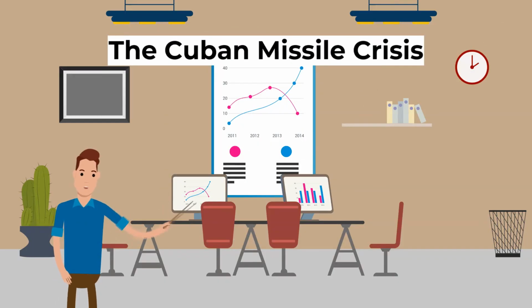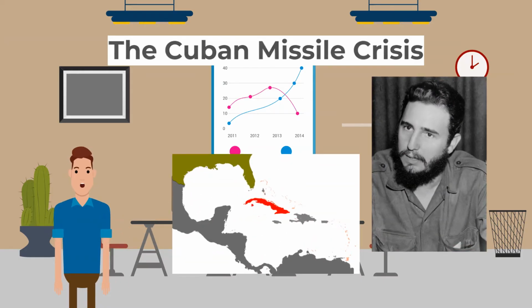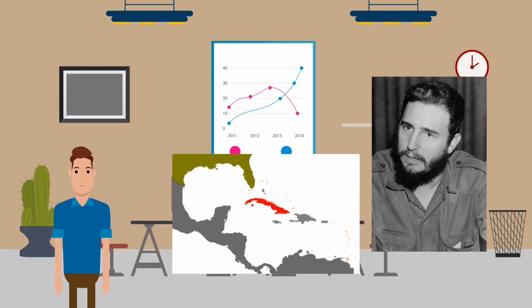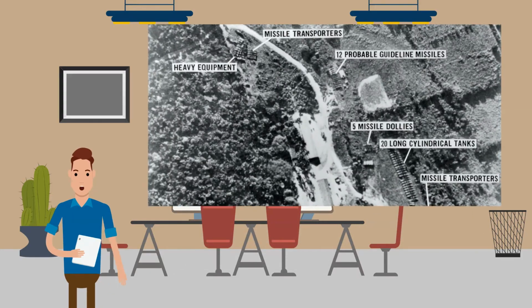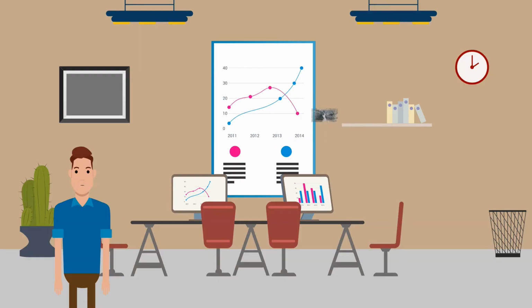Second, the Cuban Missile Crisis. In Cuba, a revolution by Fidel Castro in 1959 resulted in America having a communist country just 90 miles from its border. After a botched attempt to overthrow Castro with the Bay of Pigs invasion in 1961, a crisis was sparked in 1962 when American U-2 spy planes found evidence of Soviet missile sites under construction in Cuba.